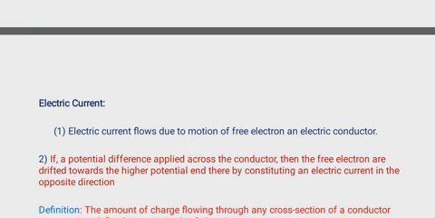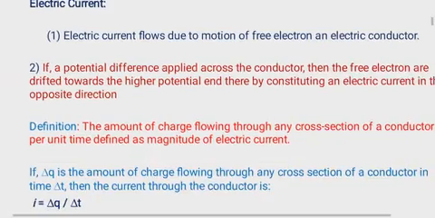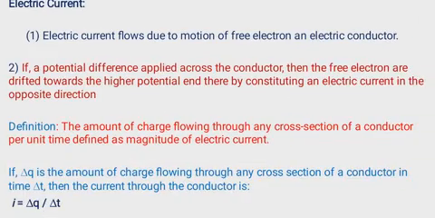Current is nothing but the flow of free electrons, and free electrons are present especially in metals whose outermost shell is free or vacant. So an electron can easily detach from the outermost shell and freely move through the crystal, either atoms or ions. When the electrons move, if we apply a potential difference across the conductor, then the free electrons drift toward the higher potential, thereby constituting electric current in the opposite direction.